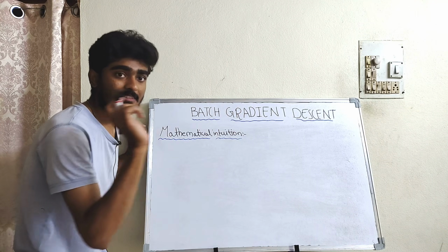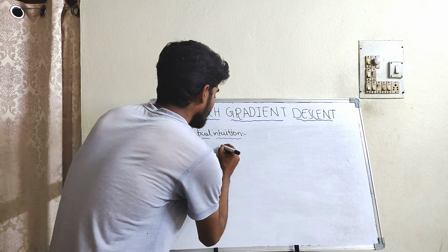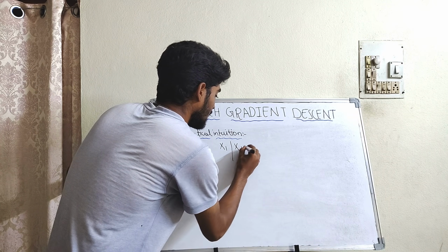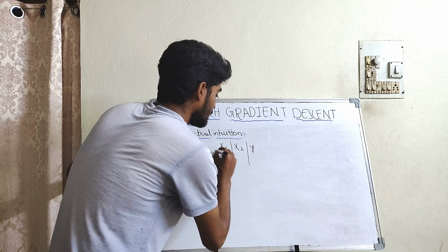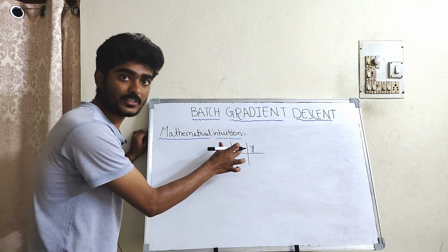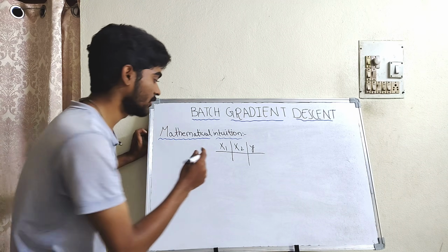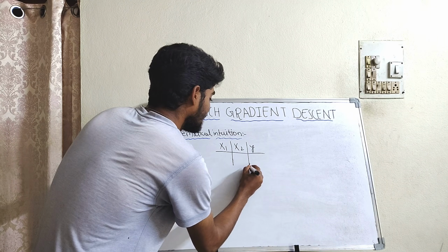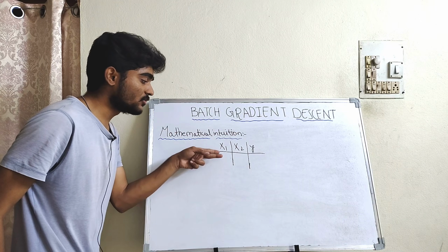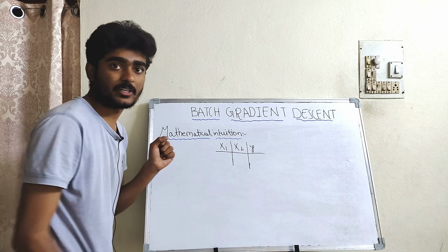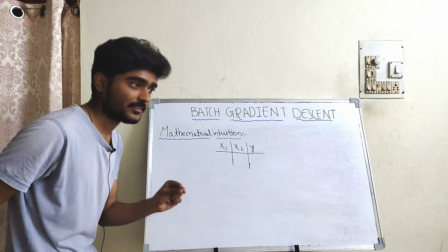Now let me take a sample dataset. Let's say I have x1, x2 and y. These are my two features, and y is my corresponding target variable. Let us say I have just two rows of data in my data set. I have two columns of data and two rows of data.